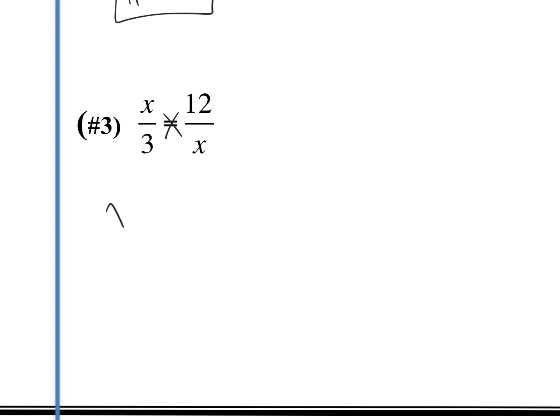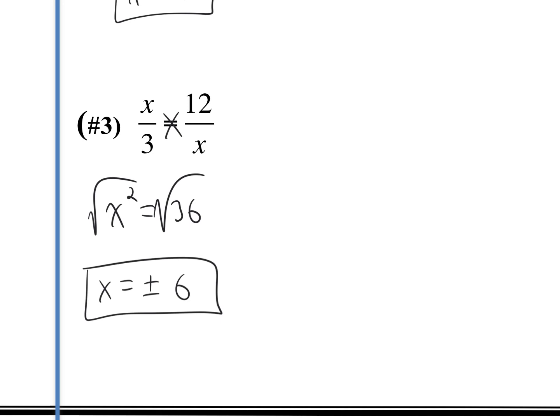Cross multiply. We have x squared equals 36. We square root. So, in this case, we're actually going to have x equals plus or minus 6, right? It's kind of that weird thing where both 6 and negative 6 squared are going to equal 36. So it's got to be plus or minus 6.